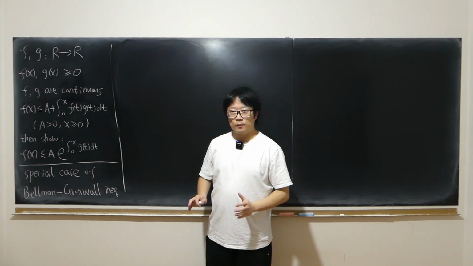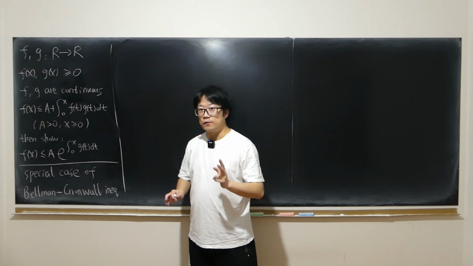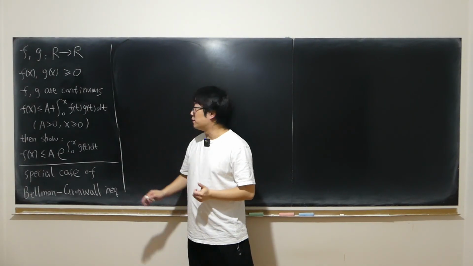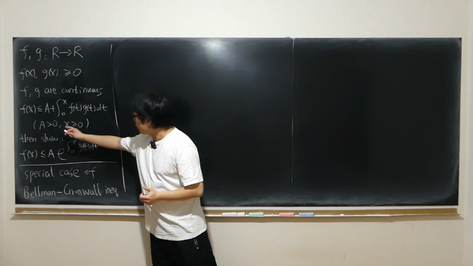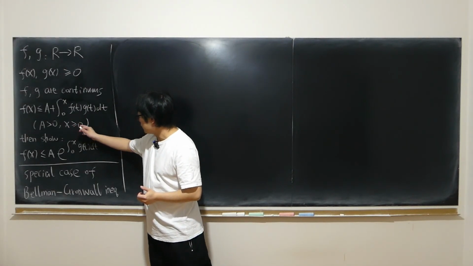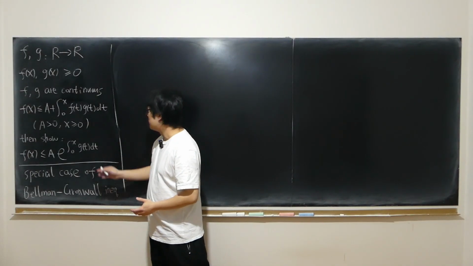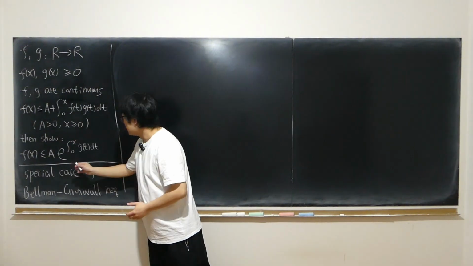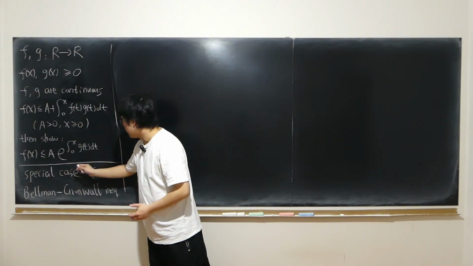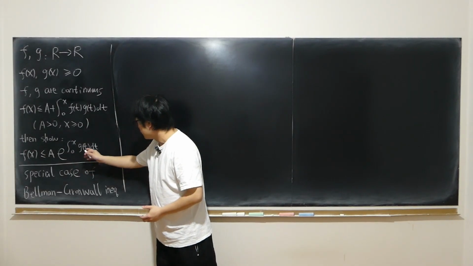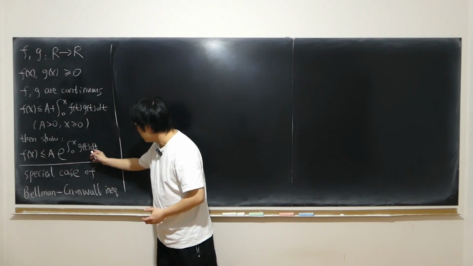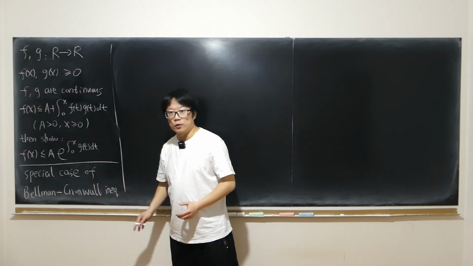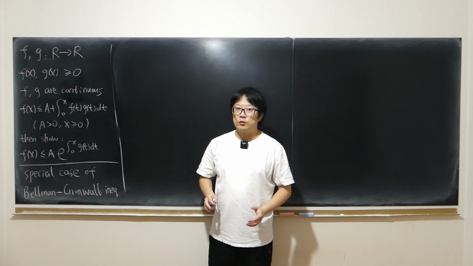Today, let's solve a problem from calculus. So we have two functions from real numbers to real numbers. Both of them are positive, and both of them are continuous. Given f of x is less than or equal to a plus the integral from 0 to x, f of t times g of t dt, where a is strictly positive and x is non-negative, can we show f of x is no larger than a times e to the power of the integral from 0 to x, g of t dt? This is a special case of the Bellman-Gronwall inequality in ODE, ordinary differential equations.